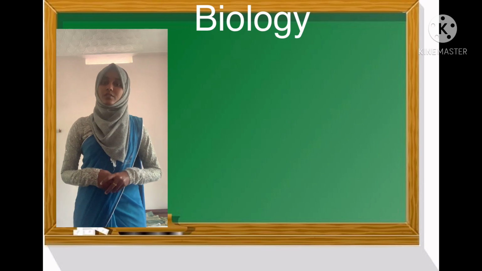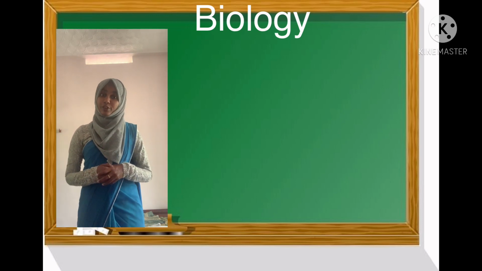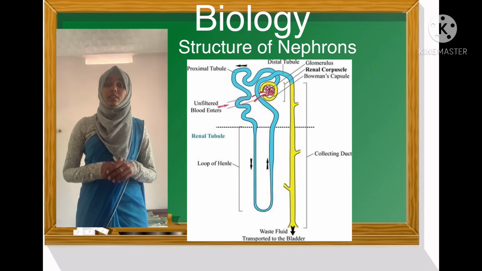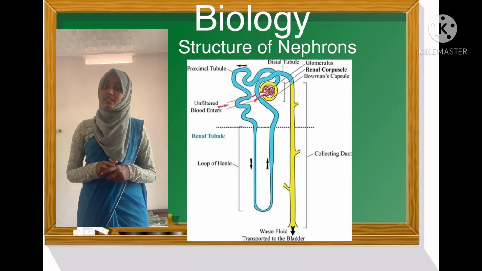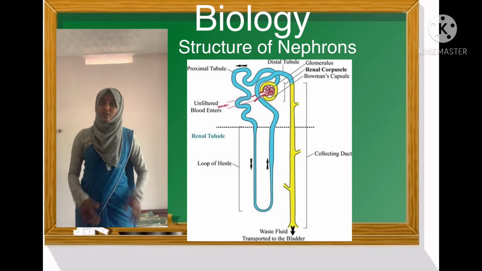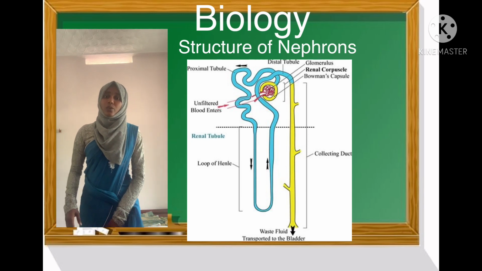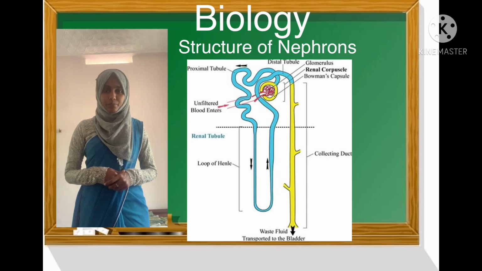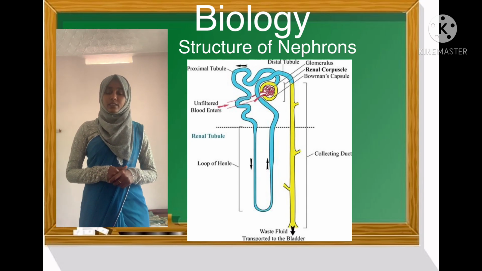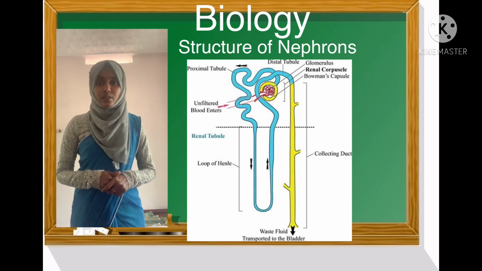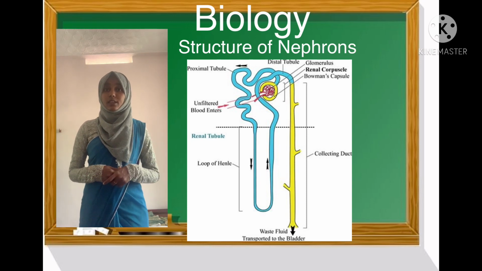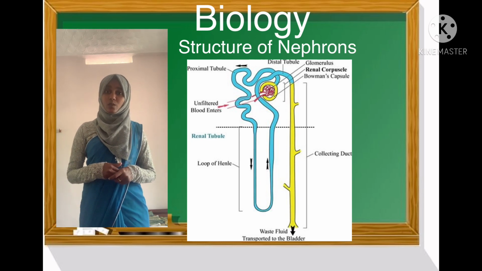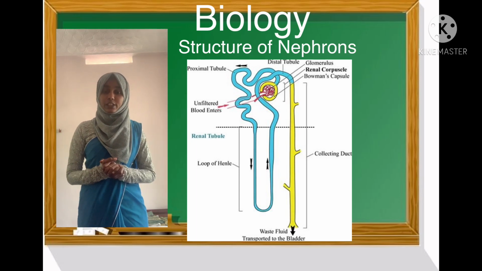Today we are going to discuss the structure of the nephron. From the last class, we discussed that the nephron is the basic structural and functional unit of our kidney. So we know that the blood is filtered in our kidney. And let us see how this nephron is suitable for the filtration of blood.